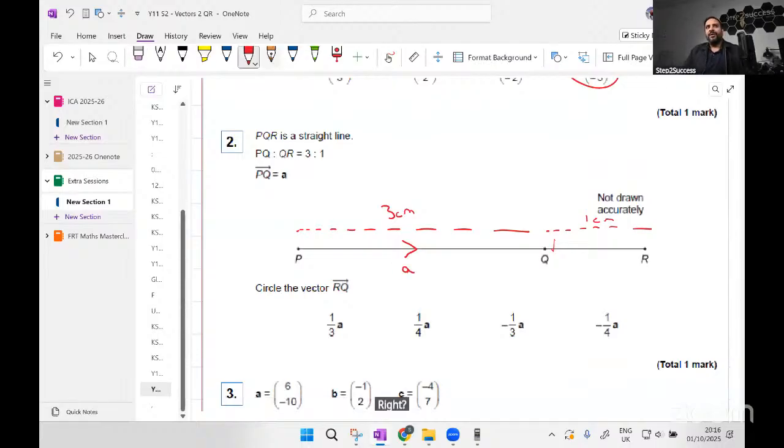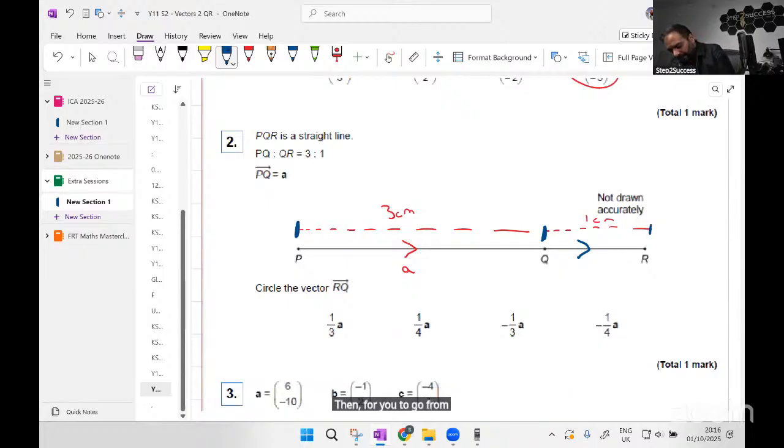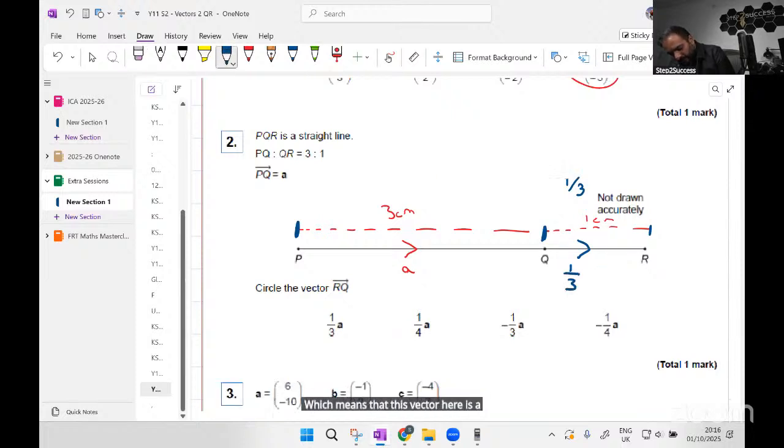The question is, what is R to Q? Wow, it's a complicated one. Firstly, let's focus on what Q to R is. Would you agree that if you traveled from P to Q and you did 3 miles, 3 centimeters, whatever, then for you to go from Q to R now would be 1/3 of what you did before, because 1 is 1/3 of 3, which means that this vector here is 1/3 of whatever this vector here is, and it's A. So that whole vector is A, which means that this little bit is 1/3 of it.